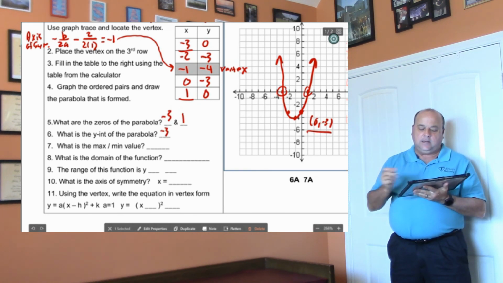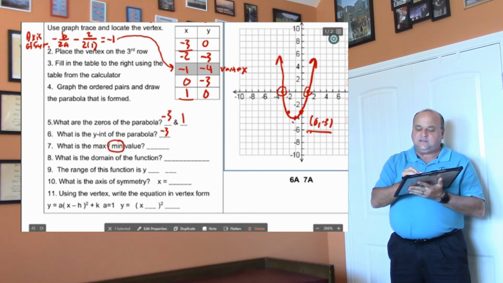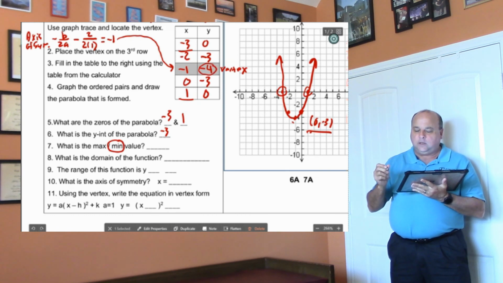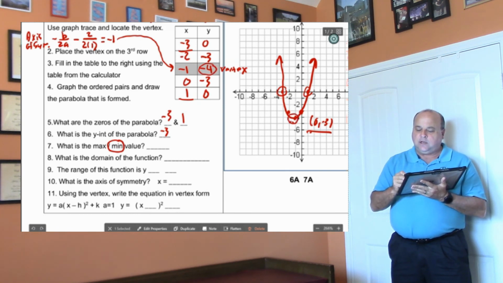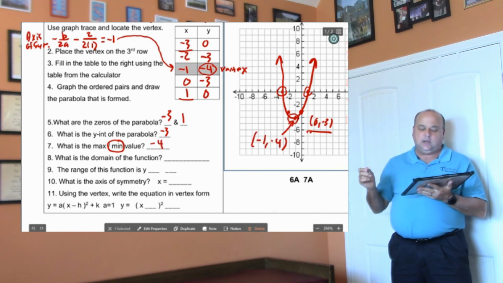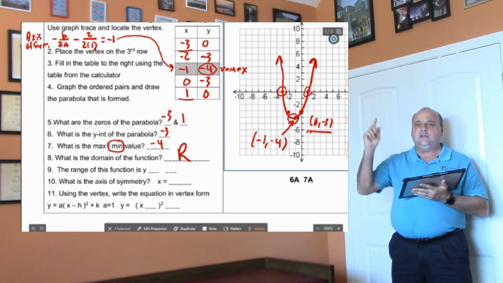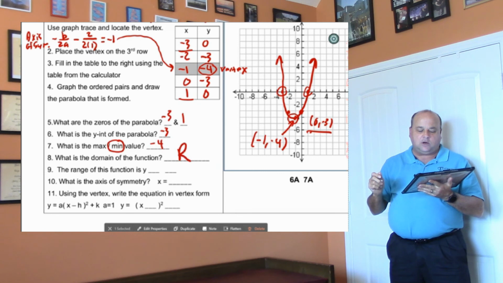It's -3. The max or the min, this is the bottom of the curve, so it's a min. And the minimum value is this number right here, okay? I'm sorry, this is the vertex right here, which is (-1, -4). So this -4 is going to be my minimum value, okay? The domain of the function, put an R, it's all real numbers. That's what the R stands for.